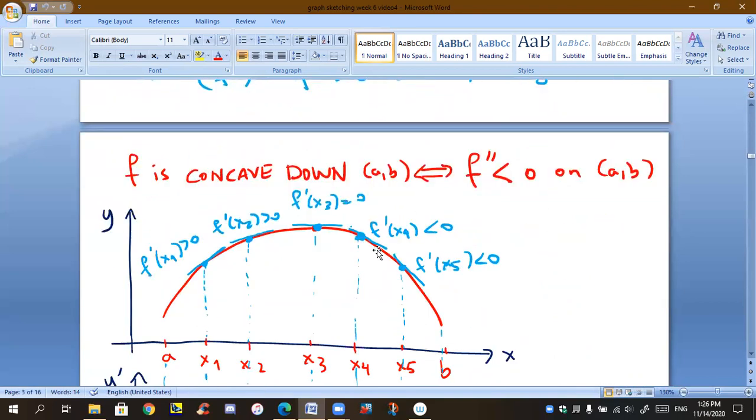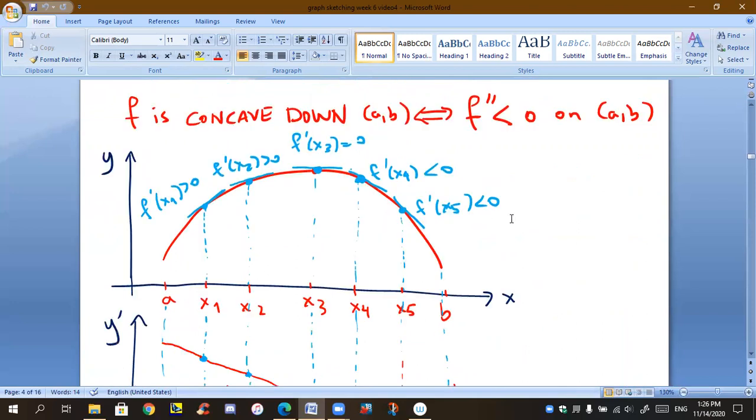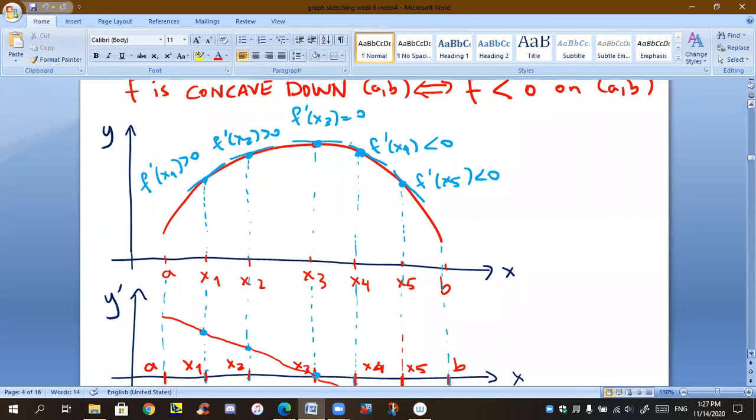Now, in a similar way, we can also see if f is concave down on an interval, then f double prime is negative on that interval. Now, how? Let's have a concave down graph like this, and then draw the tangent lines at x1, x2, x3, x4, x5. As you see, x1 through x5 are in increasing order, so we are increasing x values. But what happens to the slopes here? The slope of the tangent line at x1 is something positive. At x2, also positive, but must be a smaller slope than the slope at x1.